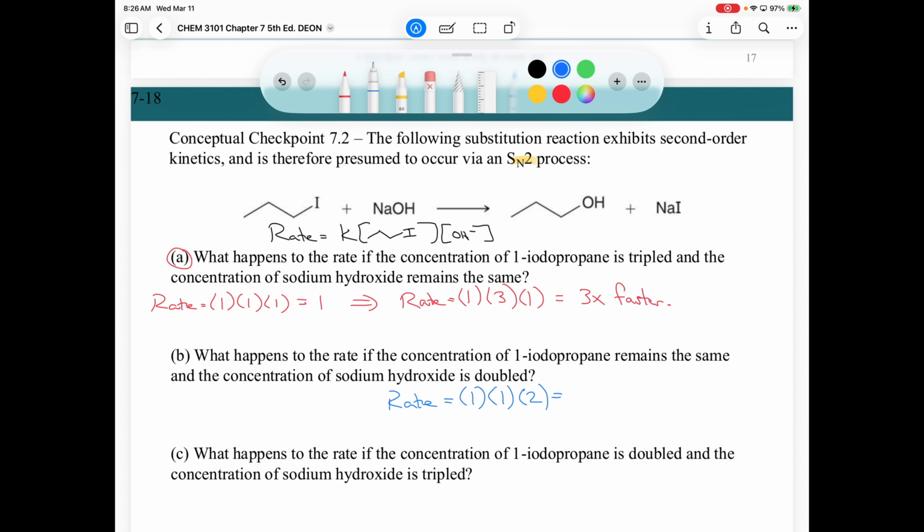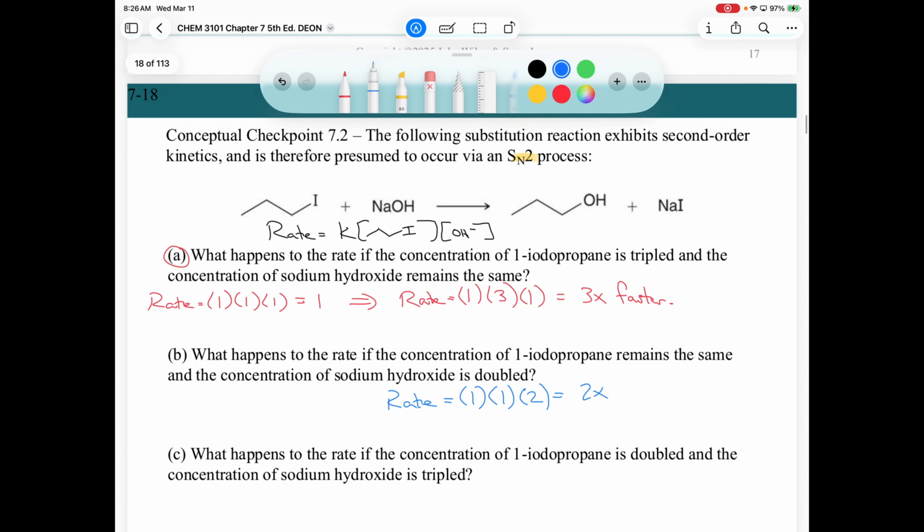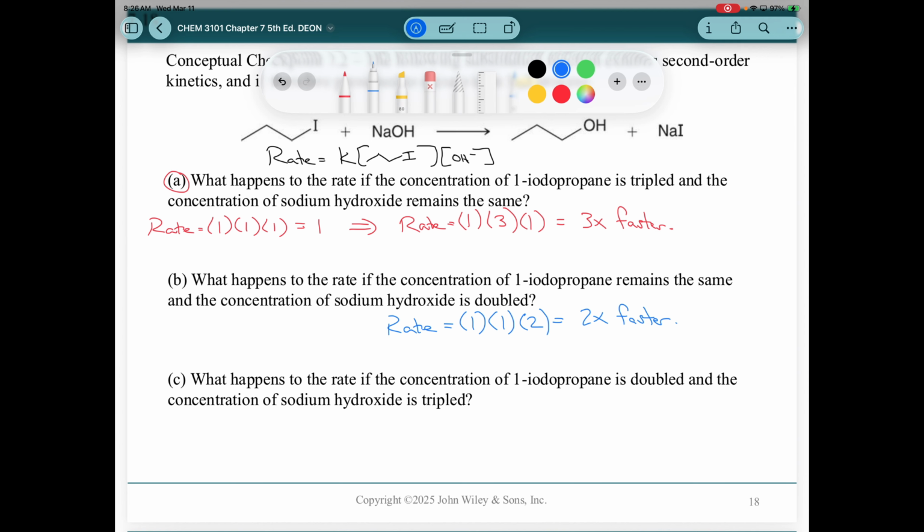Everybody? 2. In unison. We'll do it like, at 2, right? I want everybody to say it, okay? 2 times faster. I'll let you guys just yell at me. What's the answer to the last one? You're doubling the concentration of the 1-iodopropane and you're tripling the sodium hydroxide. What would it be? There you go.